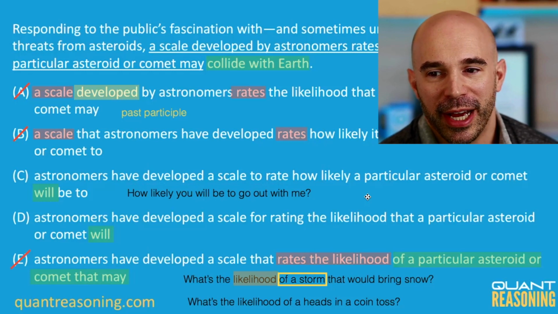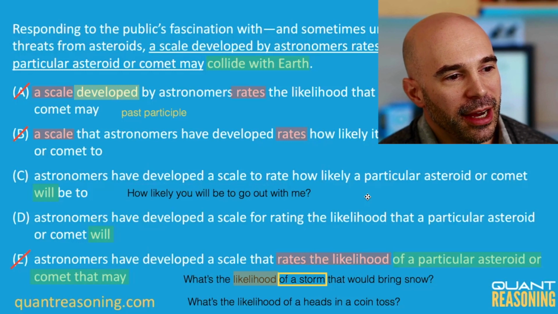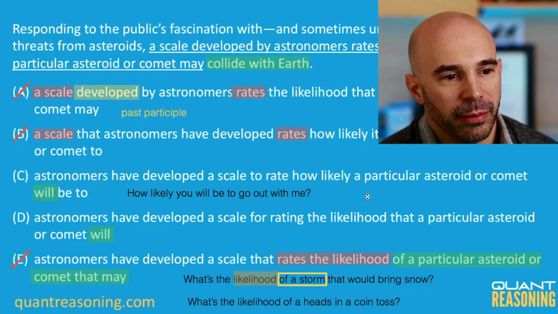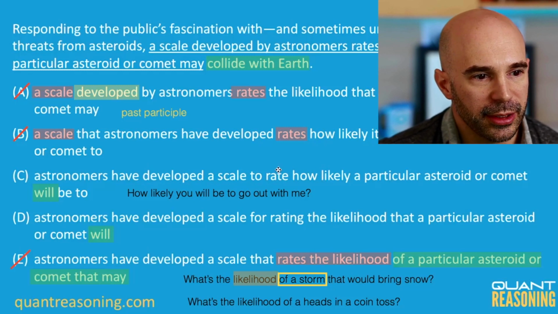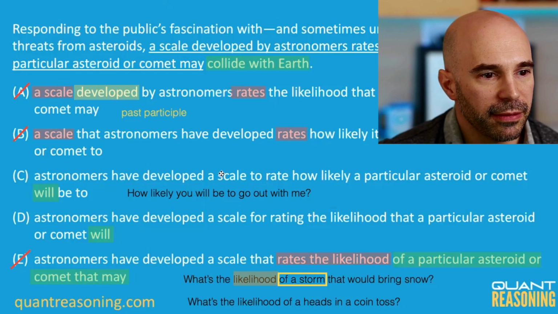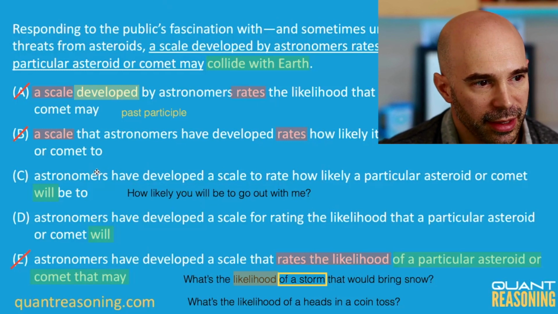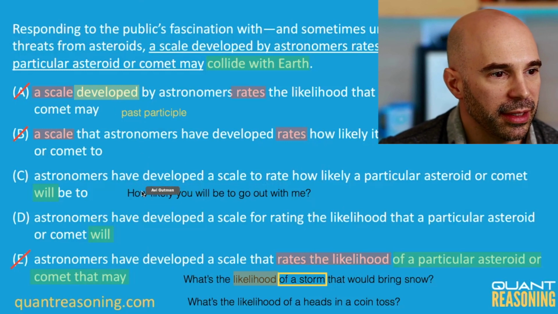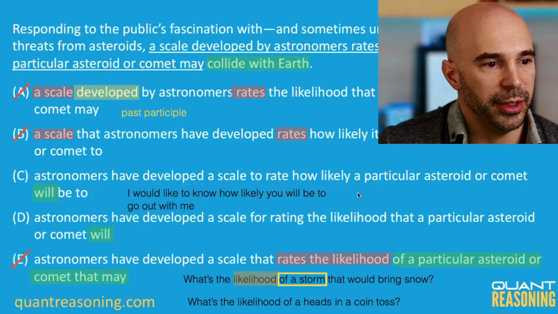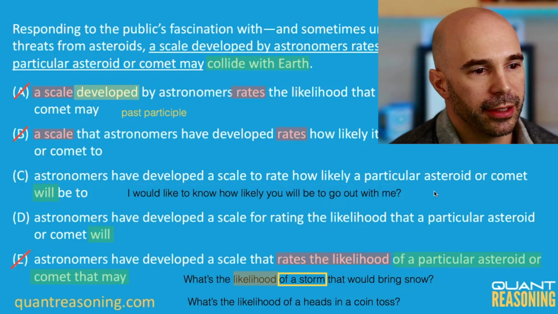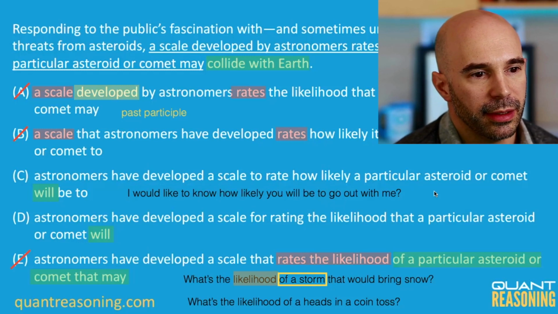And I was just wondering, if you were to ask a girl out and you said, "How likely you will be to go out with me?" So I wrote a perfect analogy to answer choice C. Do you see that? How likely a particular asteroid or comet, so how likely you will be to go out with me, right? And to make it fair, because there's something before the word how, developed a scale to rate how. So let me make it a little bit more fair to the answer choice. I would like to know how likely you will be to go out with me. That's a more fair analogy.